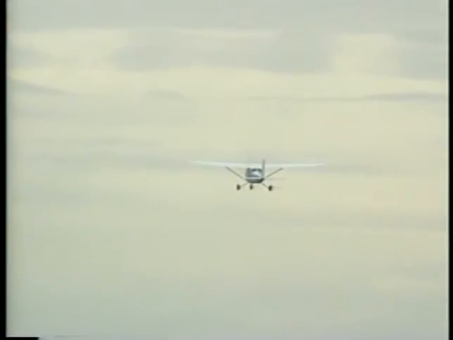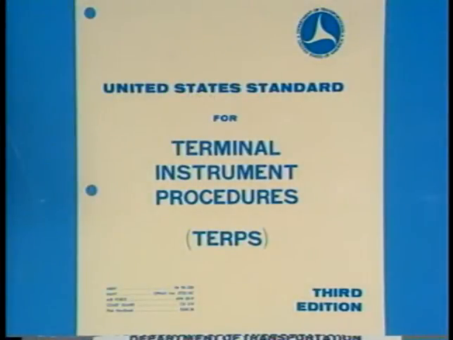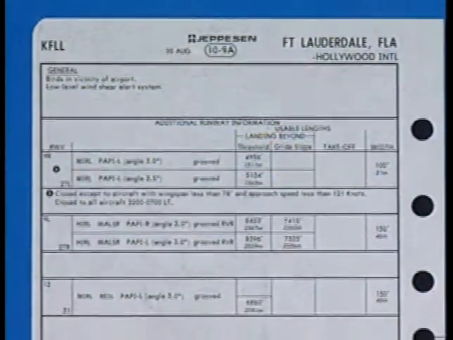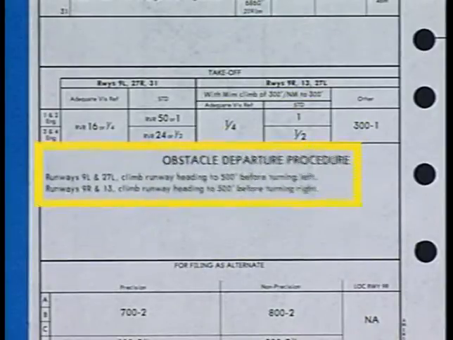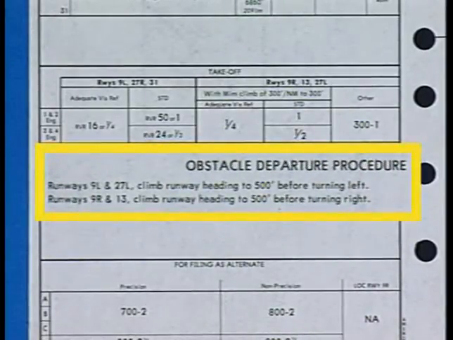If obstacle clearance requirements are not met, a textual or graphic departure procedure will be published. These departures are designed according to the criteria established in the United States Standard for Terminal Instrument Procedures, abbreviated TERPS. Jeppesen prints the obstacle textual departure procedures with the takeoff minimums on the airport charts.